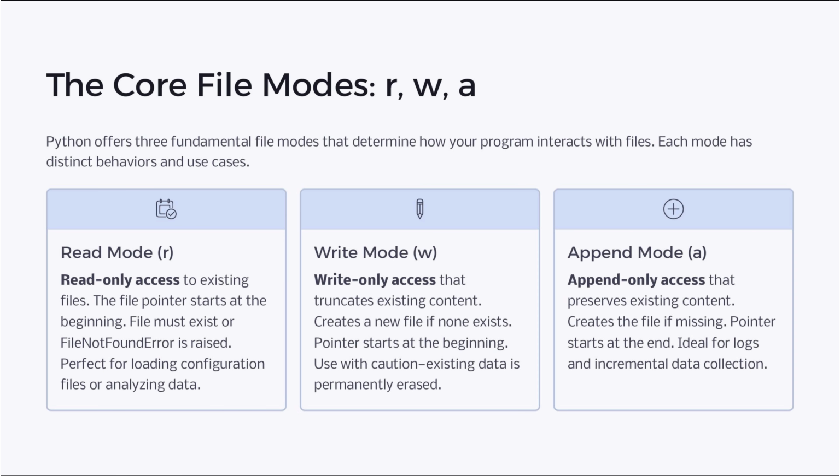Python's core file modes, read, R, write, W, and append, A, each serve unique purposes. R mode allows read-only access, starting at the file's beginning, requiring the file's existence. W mode enables writing, truncating existing content, and creating new files if absent. A mode appends data, preserving existing content, starting at the file's end.